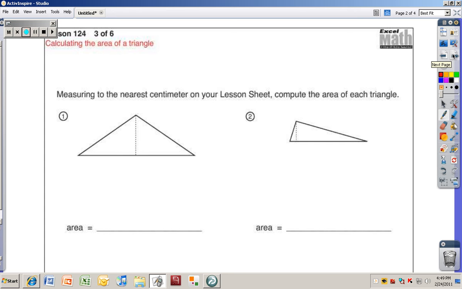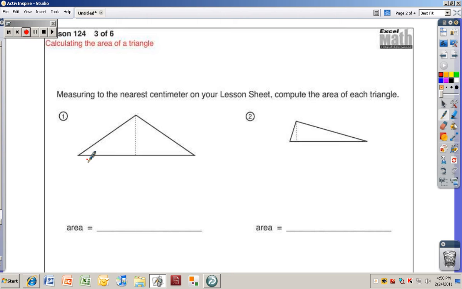Here are some triangles. You're supposed to measure these. If you don't have a ruler at home, ask your parents right now. You need to have a ruler at home. Go to Walmart, below the 69 cents, get yourself a ruler, because you're going to need it for the next several years of your education.